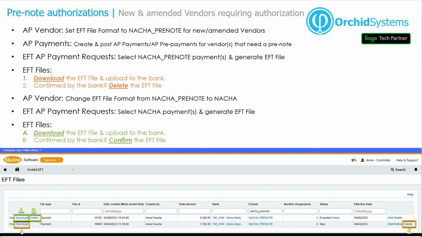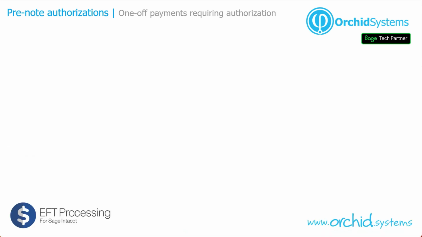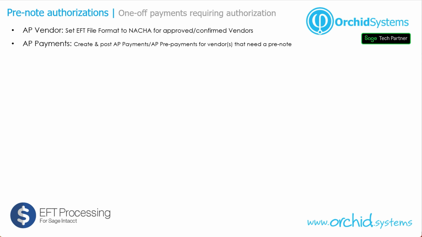Now we'll look at the recommended process for one-off payments requiring authorization. In this case, your AP vendor would be set to NACHA because the vendor's bank account details would already have been approved. And once you have posted your AP payment, and maybe it's a high value payment, and you know it needs a pre-note.